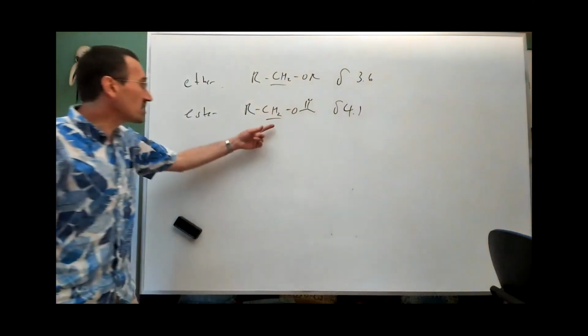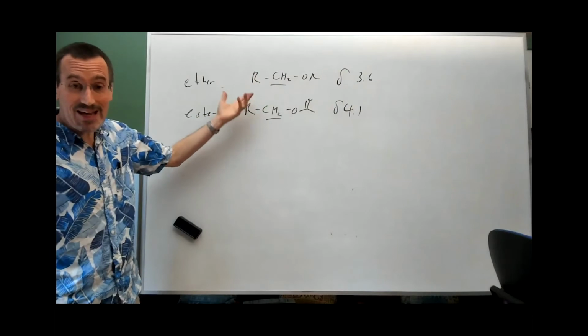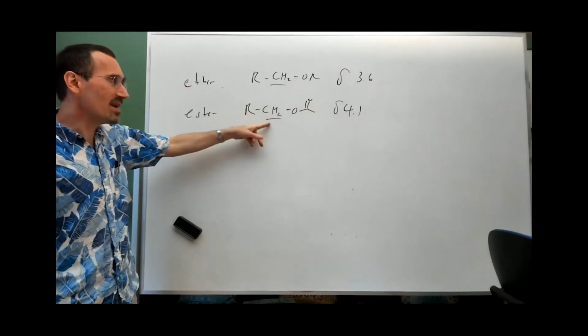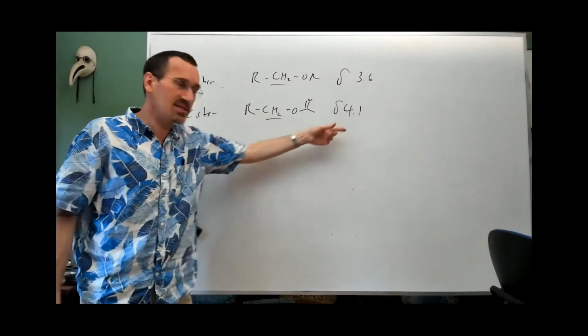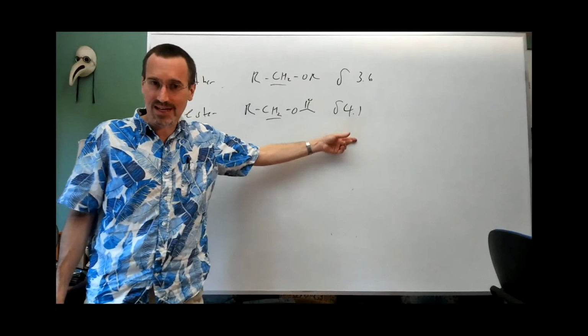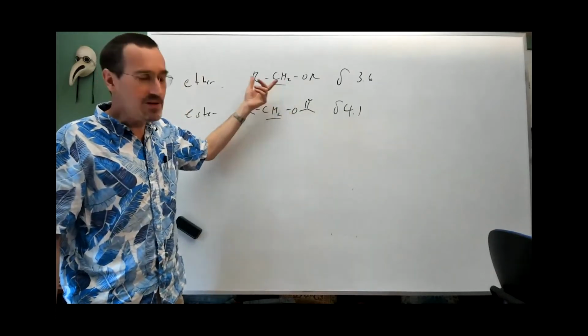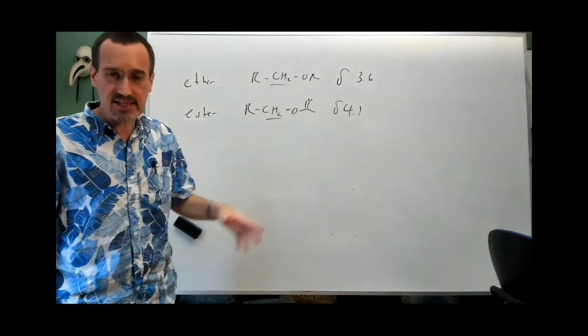Why do I do this for a methylene rather than a methyl? Again, it's just my habit. If you wanted to keep the number of a methyl ester and say, okay, a methyl ester is going to be about 3.7, or a methyl ether is going to be about 3.2, that's fine as well. You're going to get to the same place.